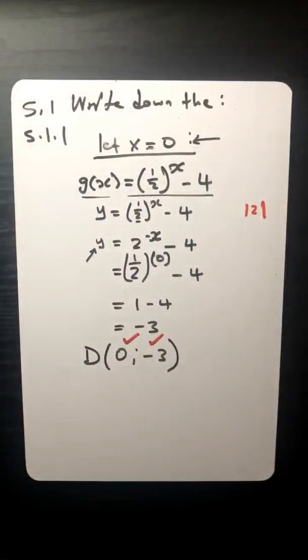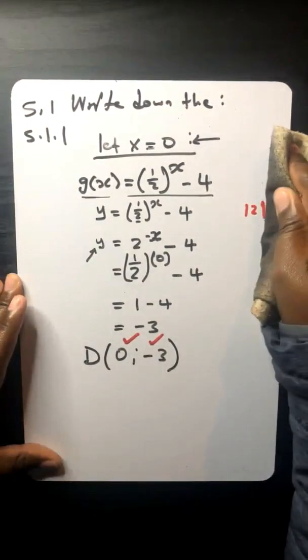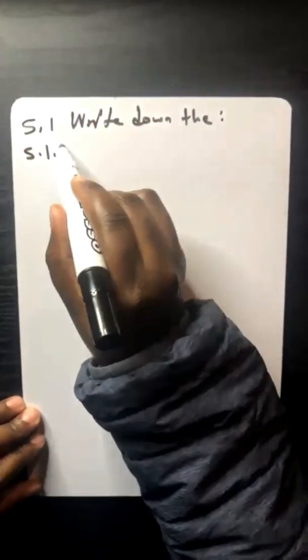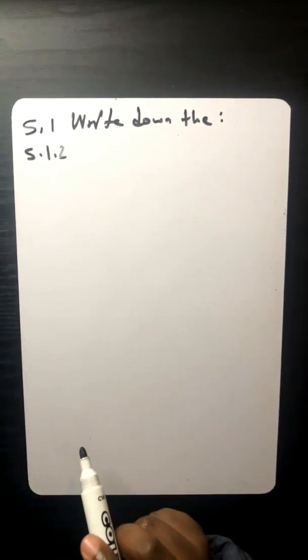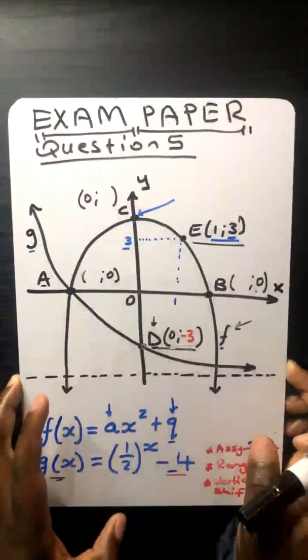Okay, so all of you said you are happy with all of that. Let me see. Okay, we got it right. So question 5.1.2. What does that question say? The question says, can you see, guys, there is that question: what is the range of the graph of G?